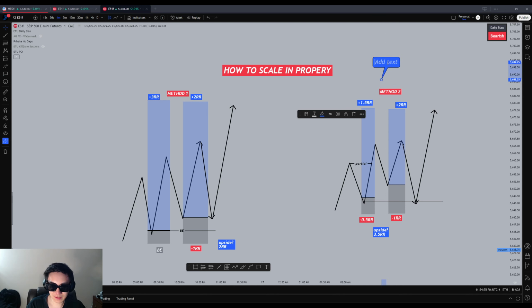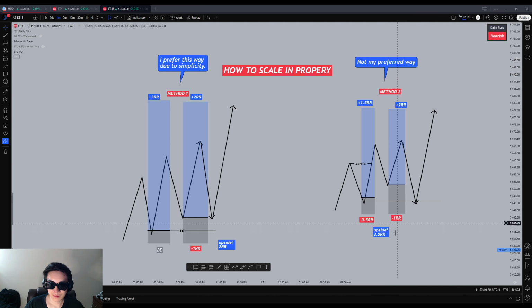So I would say this is, in my opinion, not my preferred way. I prefer this way due to simplicity. Okay. Let's see if I can. I'm gonna remove this upside downside. It'll just annoy people or they won't completely understand. But you guys get the point here, right?